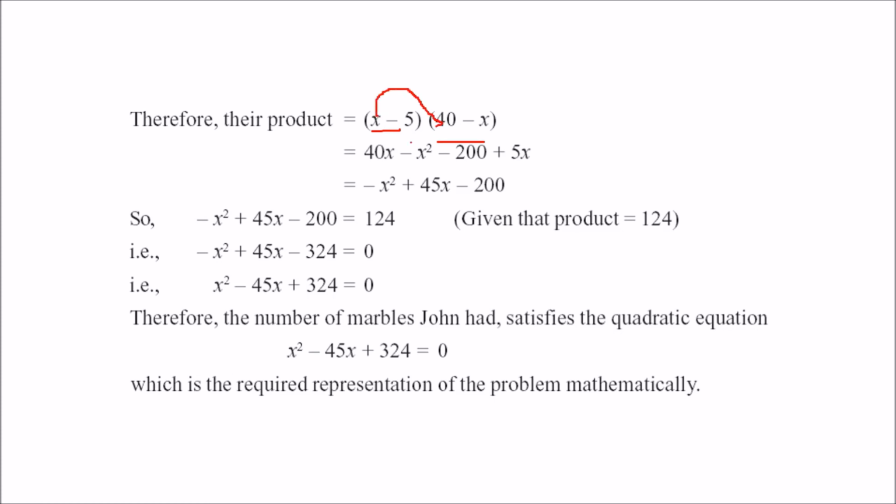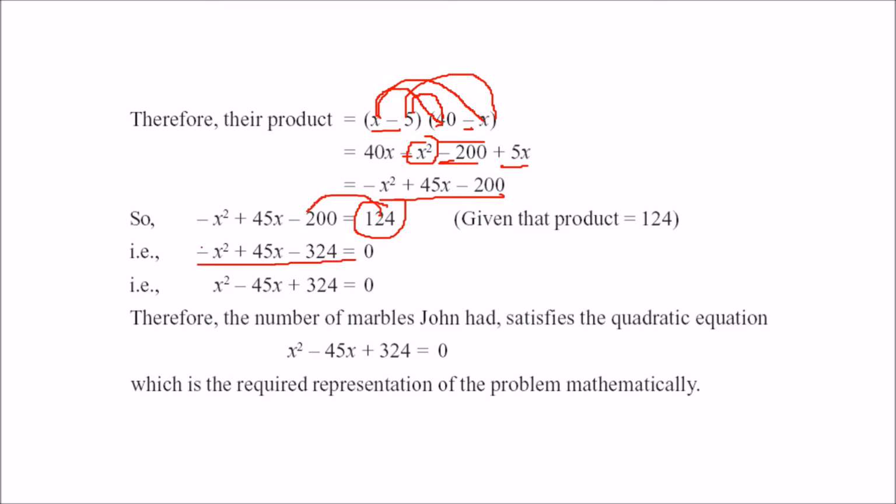X into 40, 40X. X into X, because minus is there, minus X square. Minus 5 into 40, that is minus 200. Minus 5 into minus X is 5X. So this is your equation. We have just tried to write it in descending form, and this is of course equal to 124. So take 124 here, and the equation becomes like this.